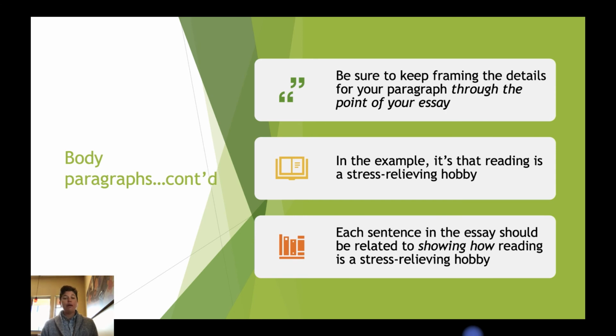Okay, so the biggest thing to keep in mind with your paragraphs is to keep framing the details of your paragraph through the point of your essay and through the point of that particular paragraph. In the example, it's that reading is a stress-relieving hobby. That's what the overall essay is trying to prove. So every sentence in your essay, in total, should relate to showing how reading is a stress-relieving hobby. Unless it's those topic sentences, in which case you tell us, right? You tell the reader and then you show, okay?